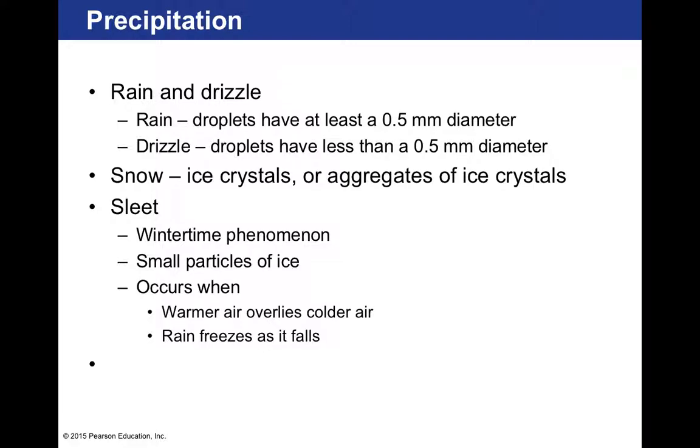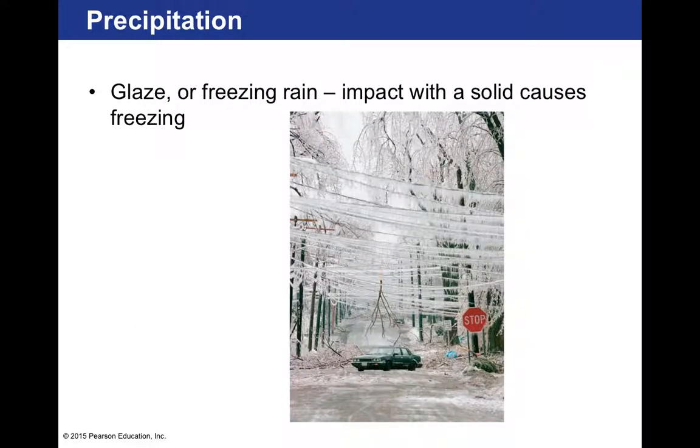More about precipitation, we have different types. We have rain and drizzle. Rain is droplets that have at least a size of 0.5 millimeter in diameter, and drizzle will be droplets less than 0.5 millimeters in diameter. Snow, of course, is just ice crystals that don't melt on their way down to the surface. Now we have sleet, which is a wintertime phenomenon, and this is actually small particles of ice. So these aren't crystals, these are big solid pieces of ice that fall and reach the ground. This occurs when there's warmer air overlying cooler air, so the precipitation will turn into rain and then refreeze as it falls. We have something called freezing rain, which falls as rain, but as soon as it impacts the surface, it freezes immediately because the surface is below freezing.